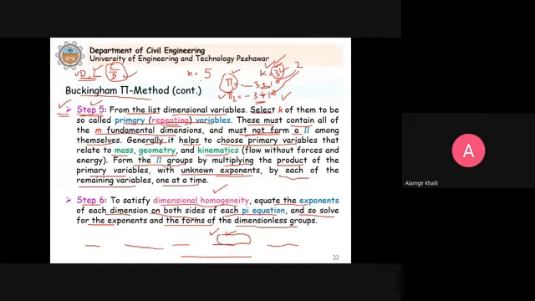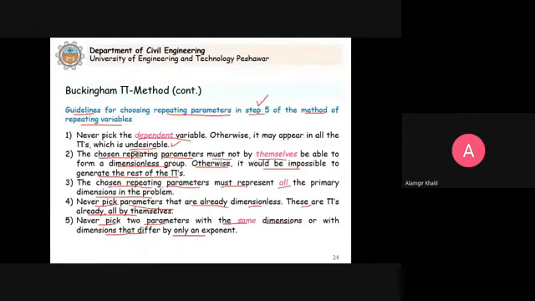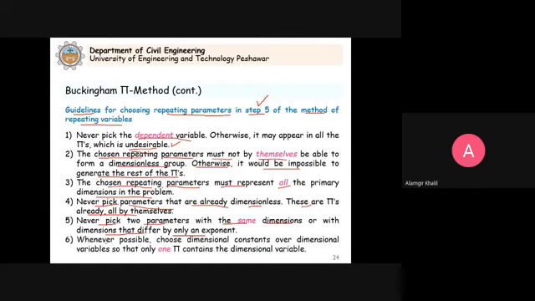So pick one of them, don't pick both at the same time. This is what this guideline says: never pick two parameters with the same dimensions at the same time. You can choose one of them. Whenever possible, choose dimensional constants over dimensional variables so that only one pi contains the dimensional variable.